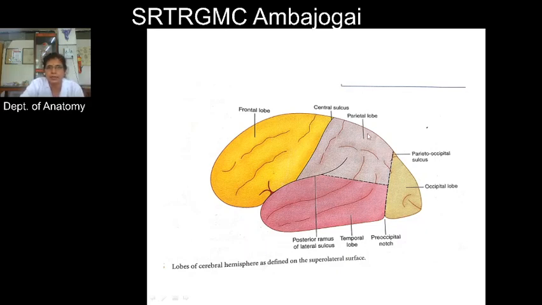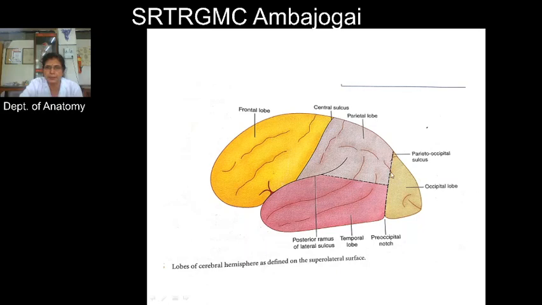Then the next lobe is the parietal lobe, which is bounded anteriorly by this central sulcus, posteriorly by the upper part of the first imaginary line, superiorly by this superomedial border, and inferiorly by the posterior part of this posterior ramus of lateral sulcus and the second imaginary line. So this is the parietal lobe, which is bounded anteriorly by the central sulcus, posteriorly by the upper part of the first imaginary line, superiorly by the superomedial border, and inferiorly by this part of the posterior ramus and the second imaginary line.